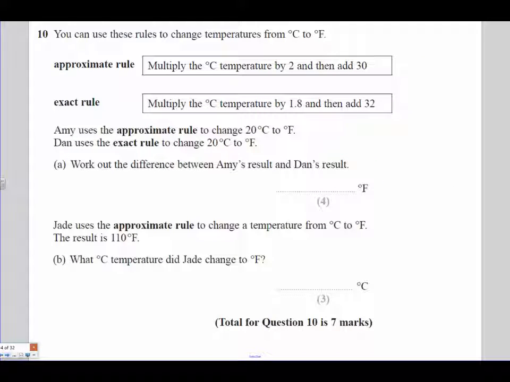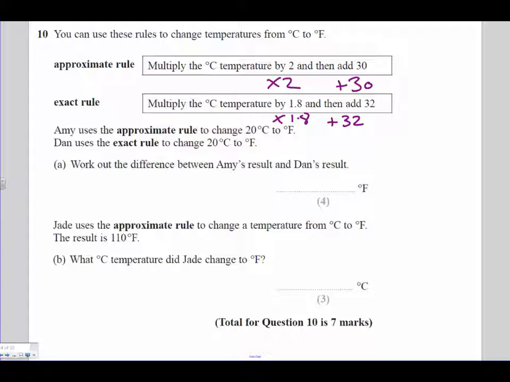Question 10. You can use these rules to change temperature from degrees C to degrees F. So approximate rule is multiply degrees C by 2 and then add 30. So multiply by 2 and then add 30. The exact rule is multiply by 1.8 and then add 32. So Amy uses the approximate rule to change 20 degrees C into F, and Dan uses the exact rule to change the same value, 20 degrees C, to F. Work out the difference between Amy's result and Dan's result.